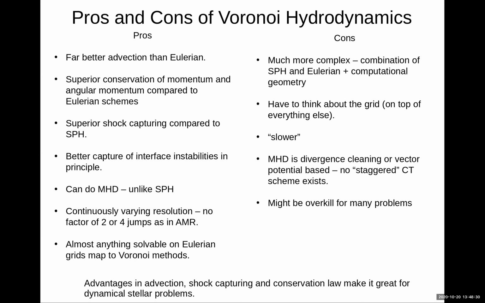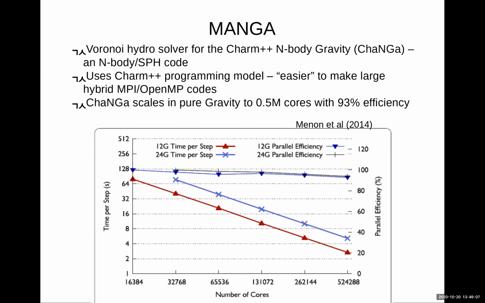The other thing is that MHD is usually divergence cleaning based schemes or vector potential based schemes, right? So no staggered CT scheme, which is like the gold standard for MHD, exists in these methods, right? And finally, there might be overkill for some of these problems, right? However, I would say that the advantages in advection, shock capturing, and conservation laws make it great for dynamical stellar problems. Basically, stars hitting each other, stars getting ripped apart, that kind of stuff, right? It's also used for galaxies, but that's not my forte, so I'm not really discussing that.